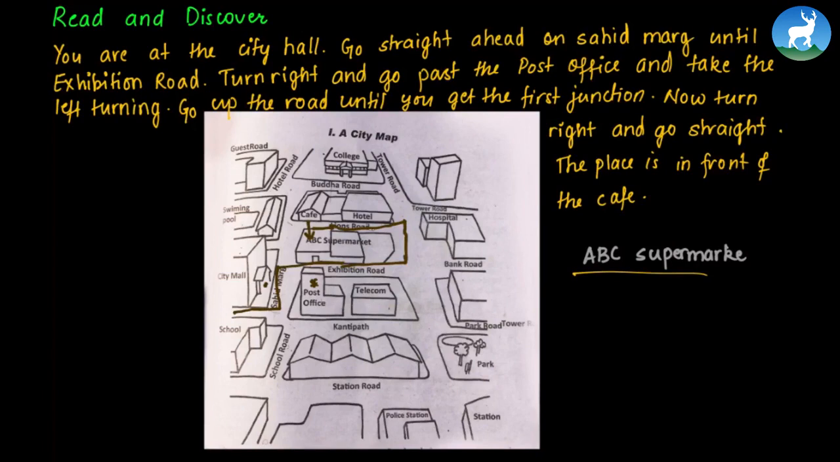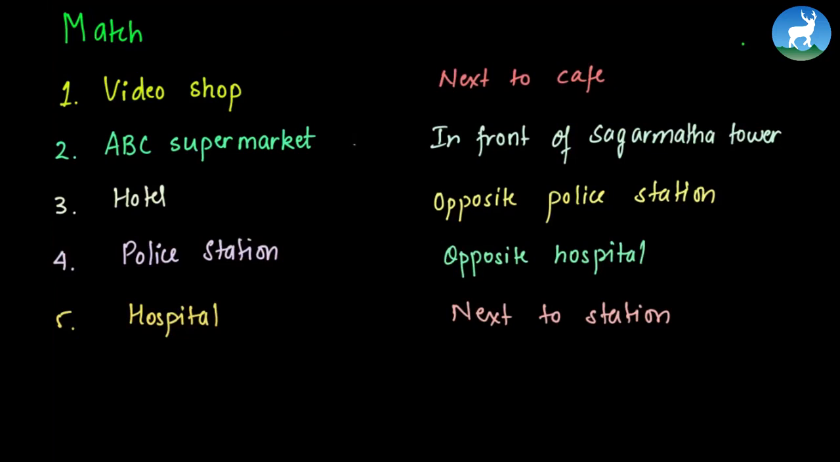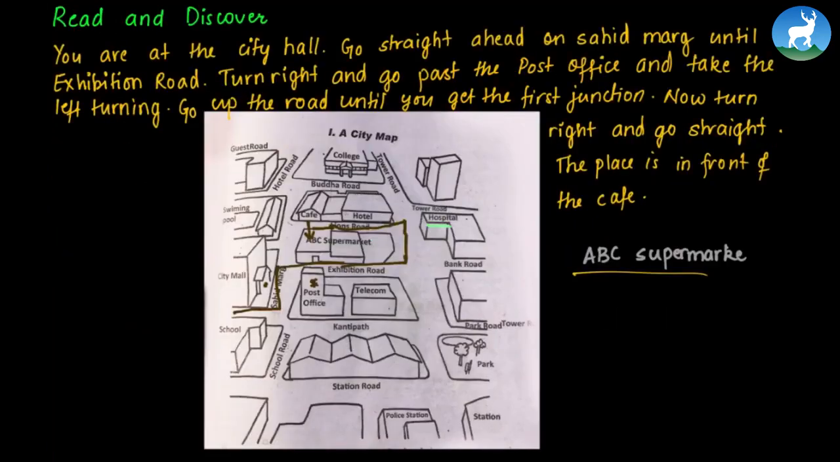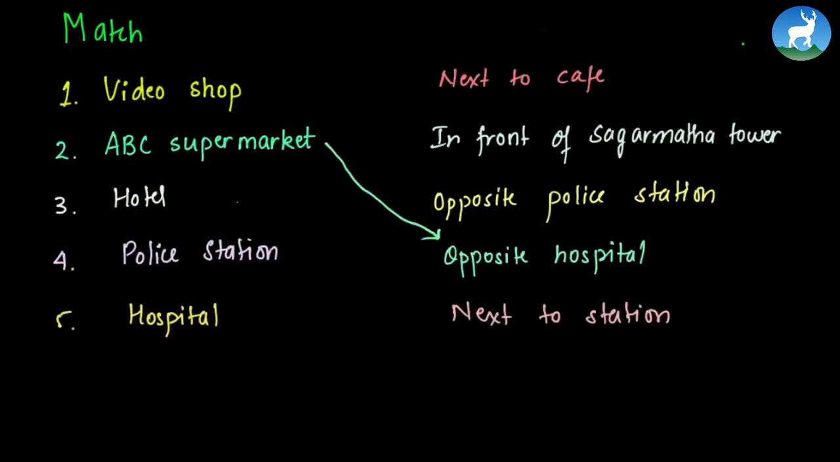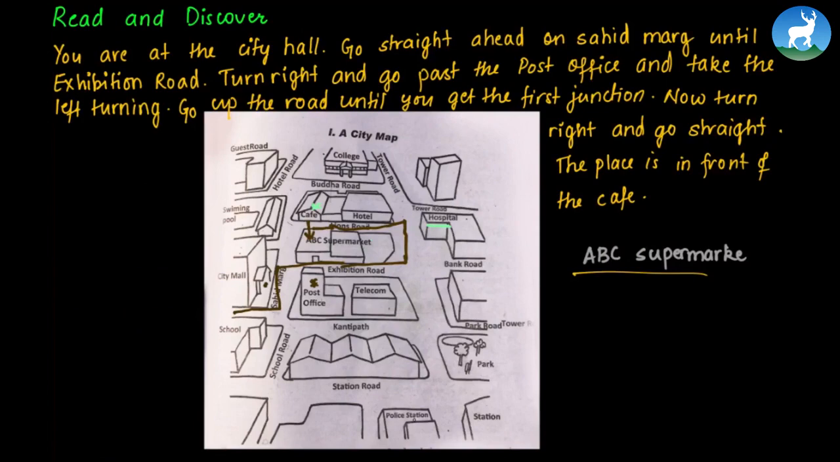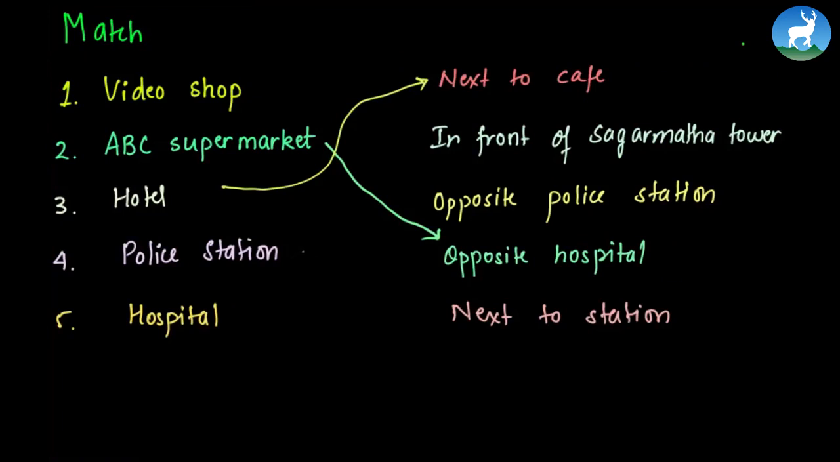ABC Supermarket is on the opposite side of the hospital. So we can say ABC Supermarket is opposite the hospital. Next we have hotel. So here is the hotel and the hotel is next to the cafe. Therefore we can match hotel with next to cafe. Next is police station. Here we have the police station and we know that the police station is next to the station.